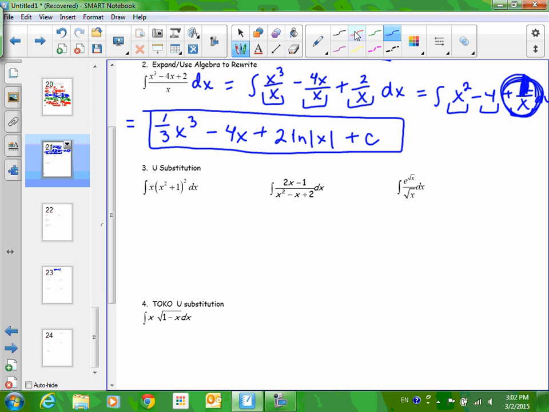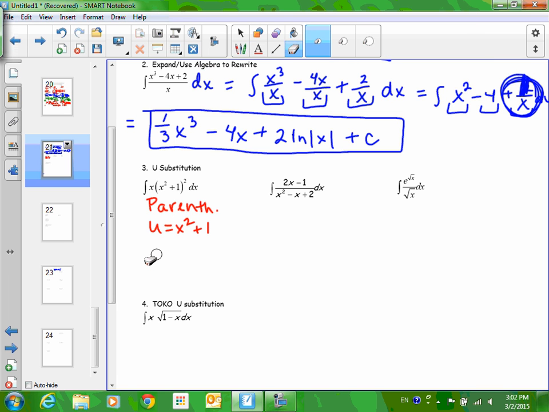Okay, let's talk now about, when do we use substitution and why? Well, if you can't just use the basic rule or do something easy to rewrite it, you've got to use substitution. This is how most of your problems are going to be solved. So remember, the first thing that we did was, hey, let's use the parentheses. And so here you would let u equal x squared plus 1. Okay, I'm not going to finish that one out. I'm going to go ahead and move on to the second one.